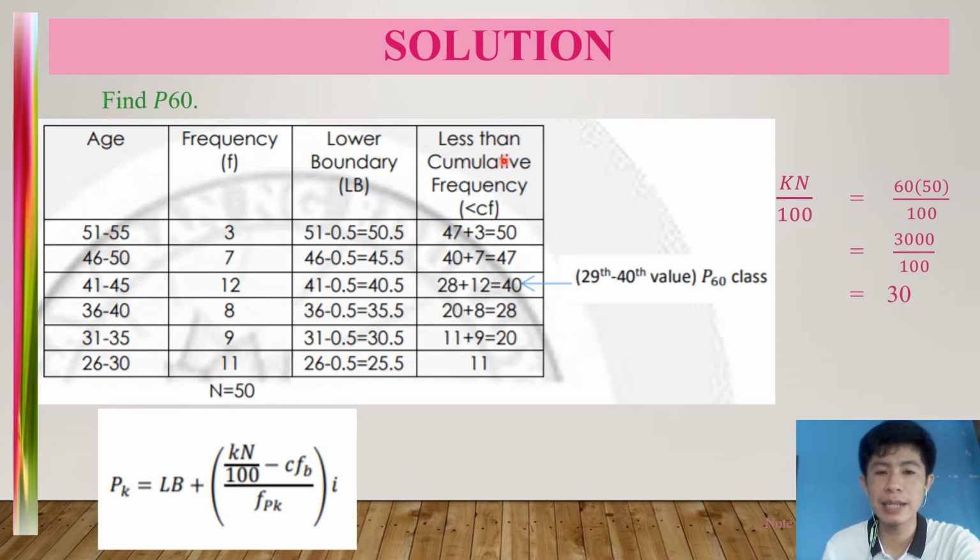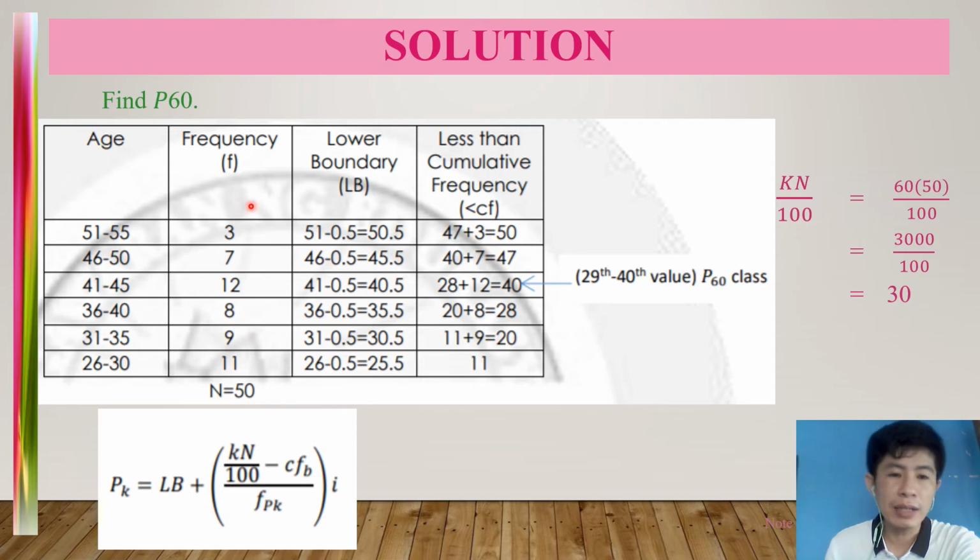So, dito na tayo sa less than cumulative frequency. Okay, so the first thing is to copy this number, 11. So, yung pinakababa under frequency, ilalagay natin siya dito sa pinakababa rin ng less than cumulative frequency. Okay, then followed by 11 plus 9. Again, 11 plus 9, so that is 20. 20 plus 8, that is 28. 28 plus 12, that is 40. 40 plus 7, 47. 47 plus 3, that is 50.